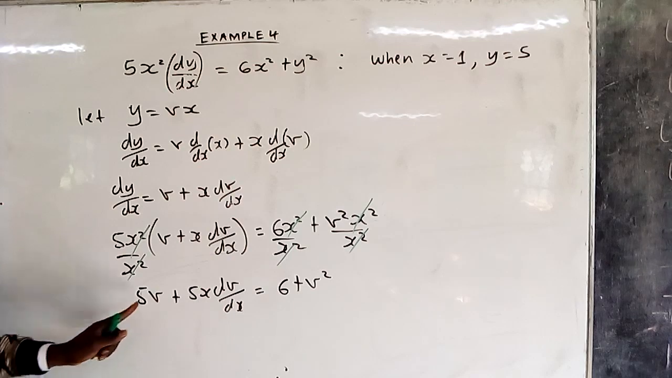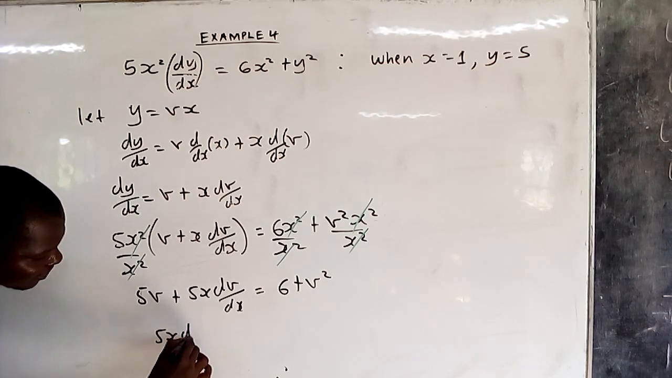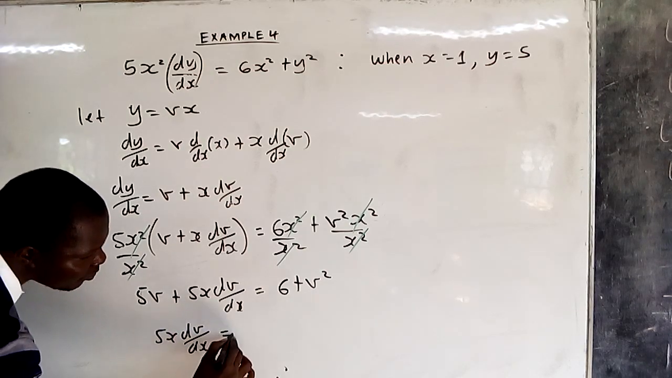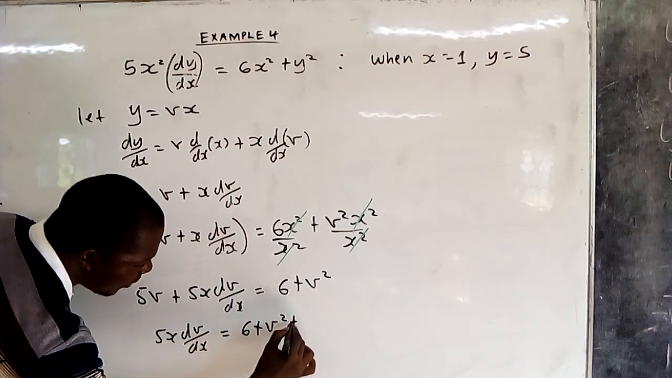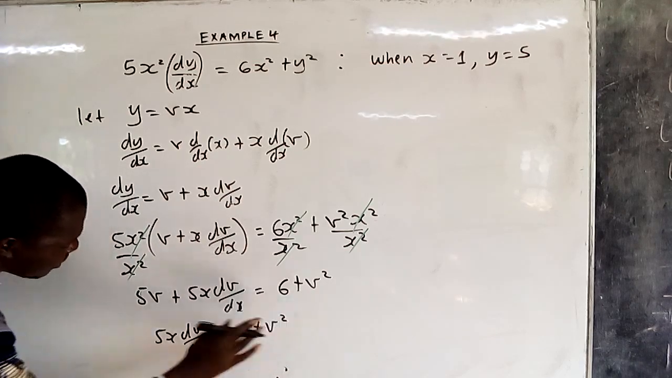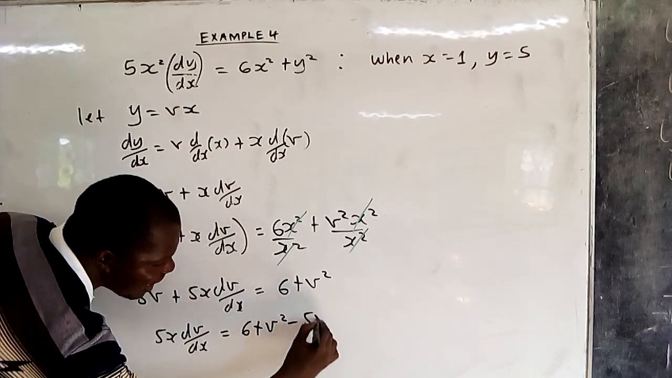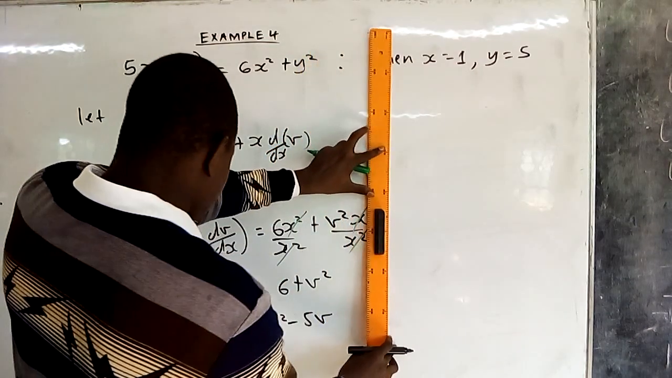You take 5v the other side of the equation, isn't it? If you take 5v the other side of the equation, we have 5x dv over dx to be equal to 6 plus v squared minus 5v. This was positive, so the other side is minus. Very good.